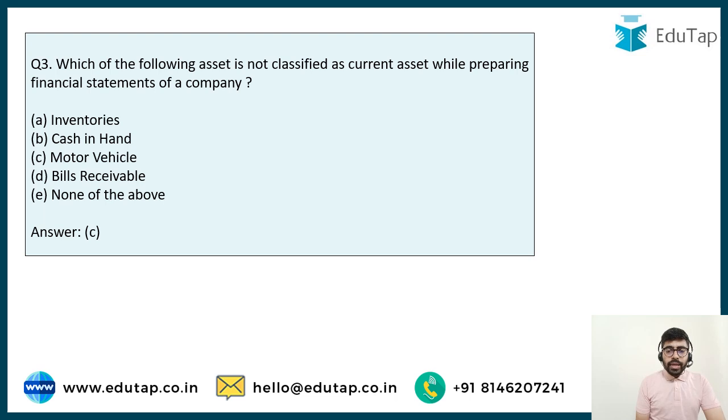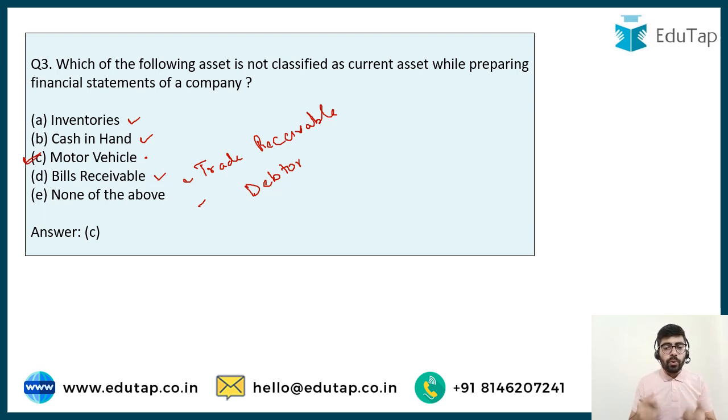So I believe now we can easily answer this particular question. Motor vehicle is not a current asset for the company. Inventory, stock, is a current asset. Cash in hand is a current asset. Bills receivable is just another name for trade receivable, another name for your debtors from whom you have to receive the amount within a very short span of time. So everything is going to be current except the motor vehicle. The motor vehicle is going to be there with you for a very long period of time. So the answer is going to be option number C.